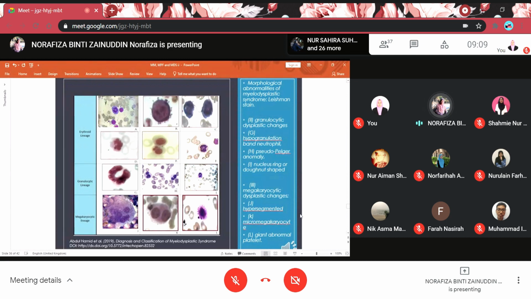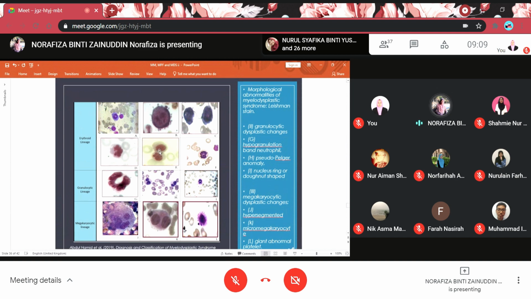So this is the diagnosis and classification of MDS. Quite complicated, but I can guess. You can see the bridging here. This one has two bridges, and this one is abnormal. This one is what we call pseudo-Pelger. This one is ring-shaped, this one is donut shape. You can guess all of these.